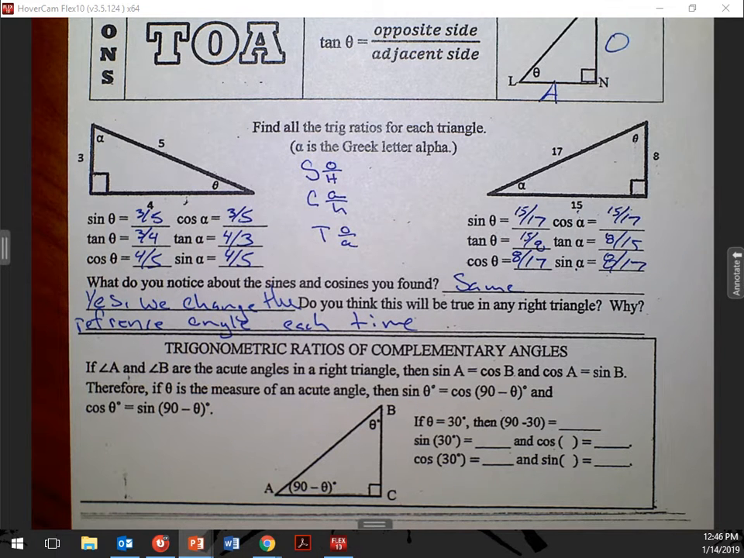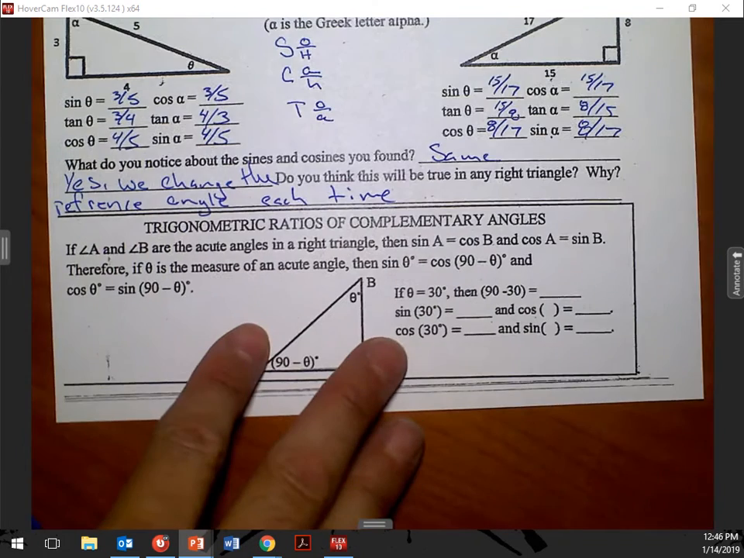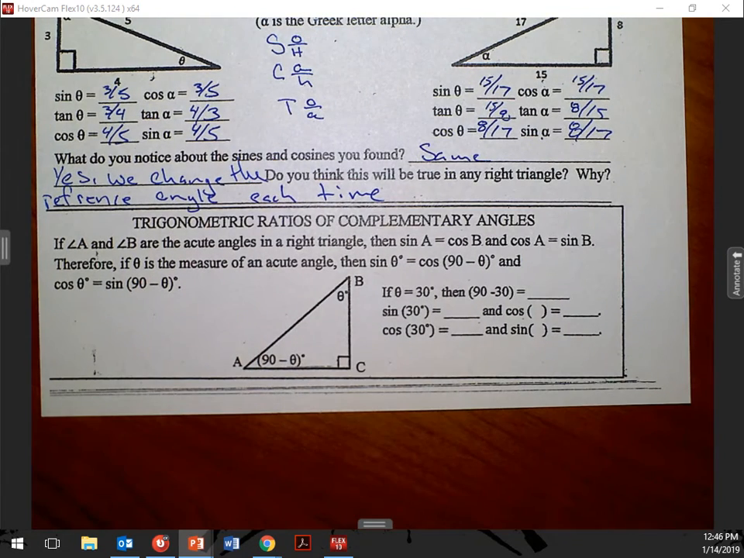And that leads us to this next part right here. All right, trigonometric ratios of complementary angles. Class, what is complementary? 90 degrees. Let's try this again. Class, what's complementary? 90 degrees. It's going to be 90 degrees, so that means that the two angles add up to 90 degrees.